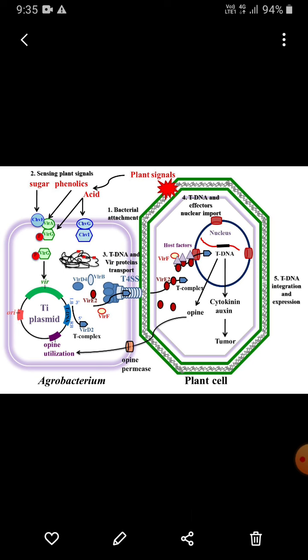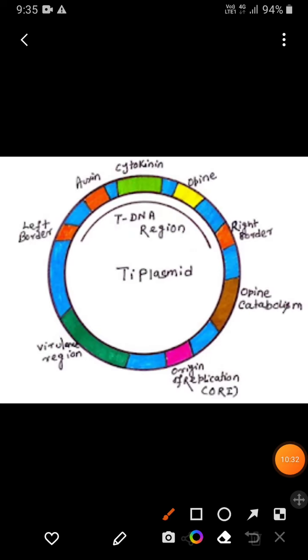Remember one thing: T-DNA transfer is determined by the left border and right border, which are direct repeat sequences, flanking sequences of 25 base pairs.